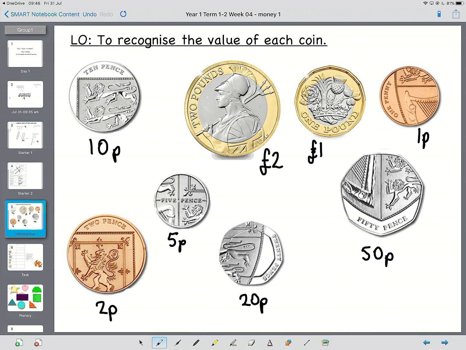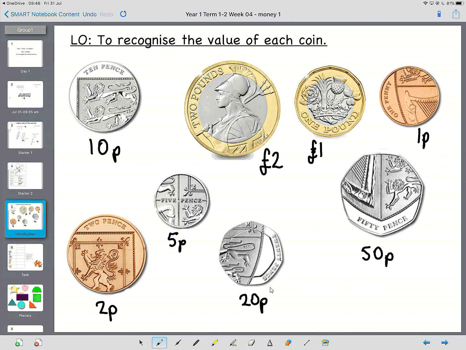What I want you to do now is have a look at them and see if you can tell your grown-up one thing that different sets of coins have got in common. Okay, so pause the video now, and when you're ready, we'll talk about what kind of things they have in common. Okay, so welcome back.